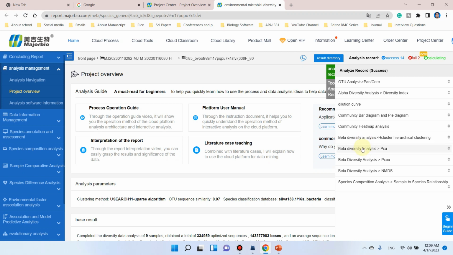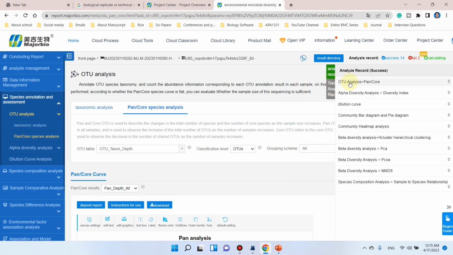In beta diversity, you can see we have PCA, that is principal component analysis. Similarly, we have beta diversity principal coordinate analysis, PCoA. And later on, we have NMDS analysis. Later in the video, I will tell you what NMDS analysis is. And at the last, we have species composition analysis and sample to species relationship, and we know that we usually calculate it with Circos plots.